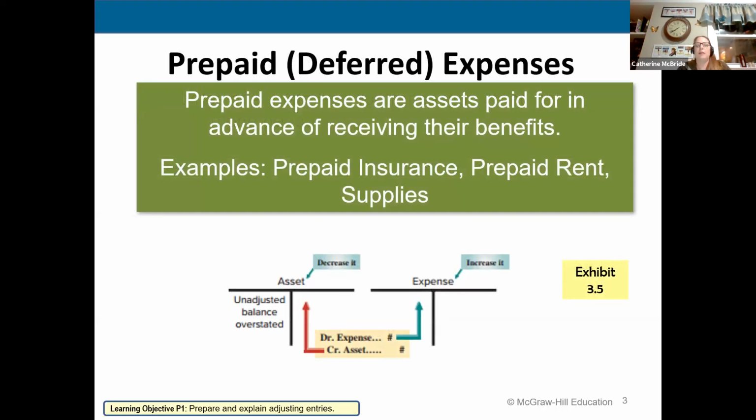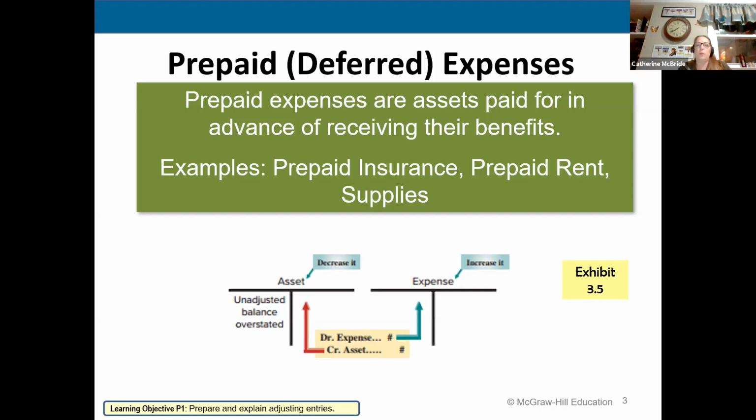So a prepaid expense, this is where prepaid, so you think, okay, we paid it ahead of time. We paid it before we incurred the expense. Sometimes it's called a deferred expense because we paid it now, but we put off or we deferred the expense. An example of prepaid expense is prepaid insurance, prepaid rent. Supplies are also a prepaid expense.